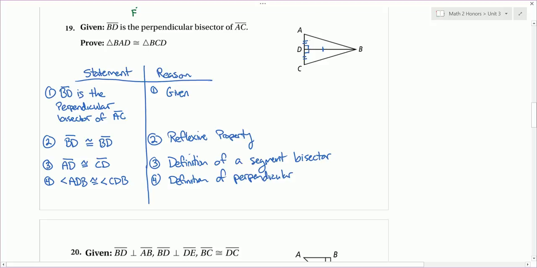So looking at this, we can now conclude what we're trying to conclude. Our last statement is that triangle BAD is congruent to triangle BCD, and the reason we're using is side angle side.